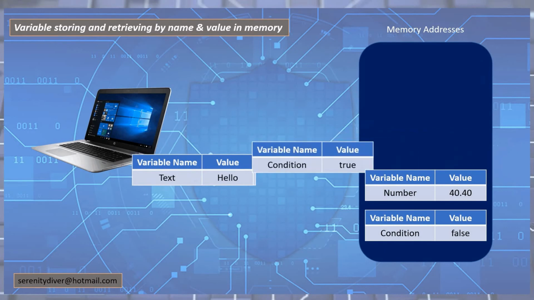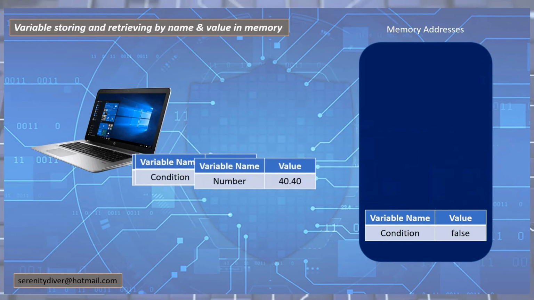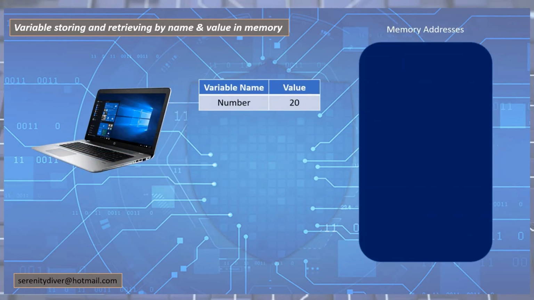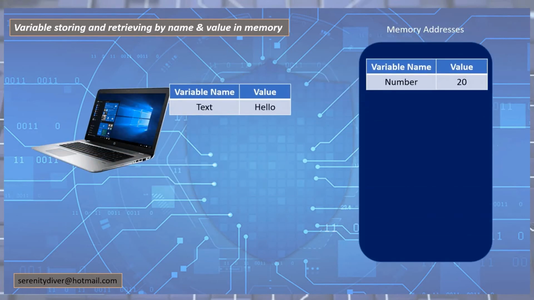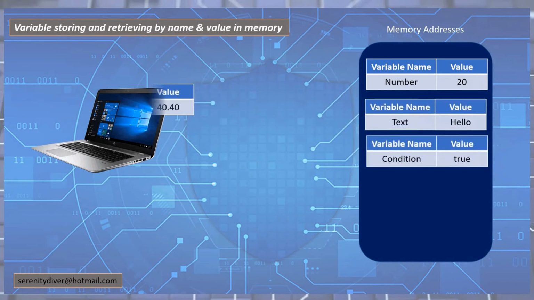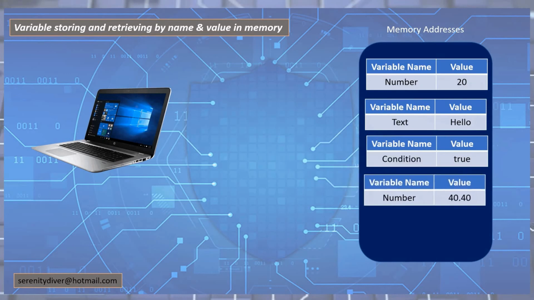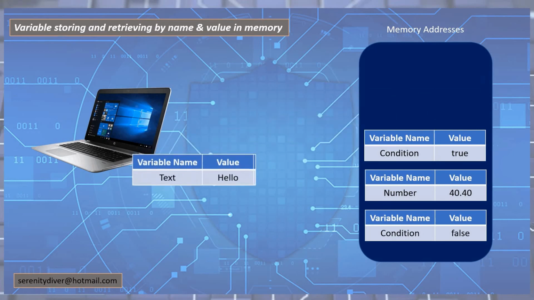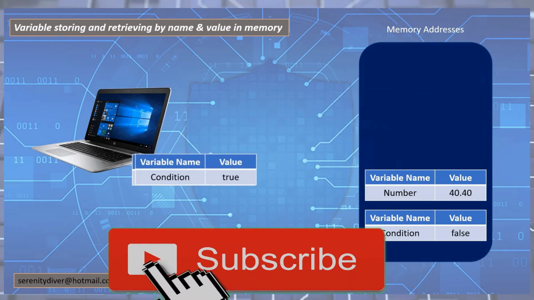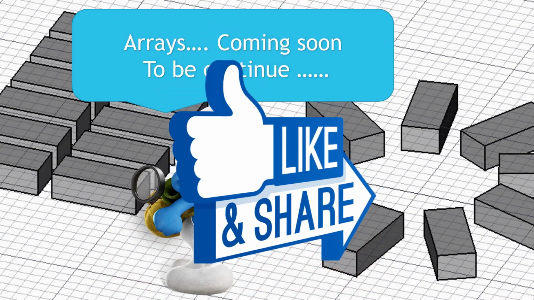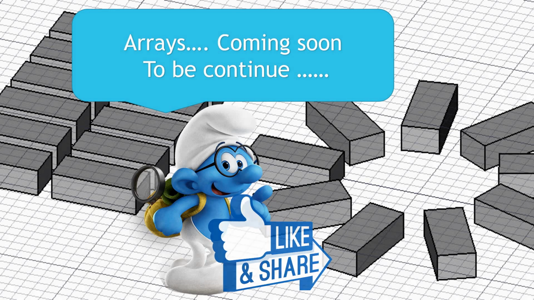As you can see, now we are retrieving the data from the memory address by the name and getting its value. You send data to the memory address, you give the variable name, and you give it a value. Name, value, and so on. That's how we store data in the memory address, and later on we can retrieve it. So that was a short demonstration of storing and retrieving data in memory. Arrays are coming soon.